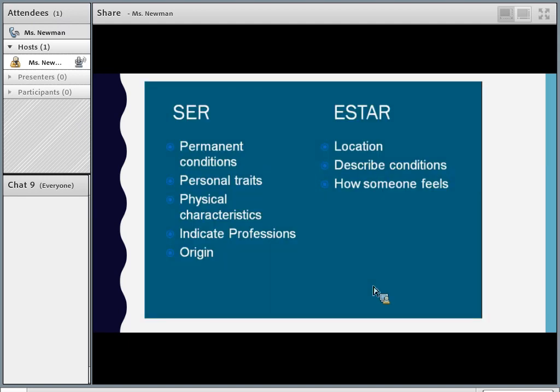So let's look at our uses here. For ser, we have permanent conditions, personal traits, physical characteristics, indicating professions, and origin, to say where someone's from. For estar, we use it for location. Anything to do with location is always estar. And then to describe temporary conditions, like how someone feels: they're sick, they're bored, they're busy, they're happy, they're sad. So really those are the two uses for estar, to describe a condition, like how someone is feeling, and location.